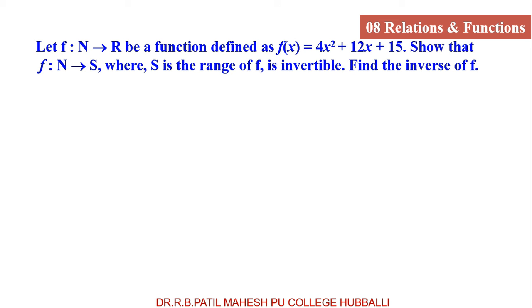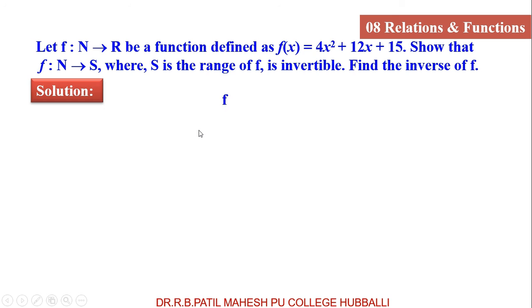Very important. Let f from N to R be a function defined as f of x equal to 4x square plus 12x plus 15. Show that f from N to S, where S is the range of f, is invertible, and find the inverse of f. Here you need to prove f from N to S is invertible.